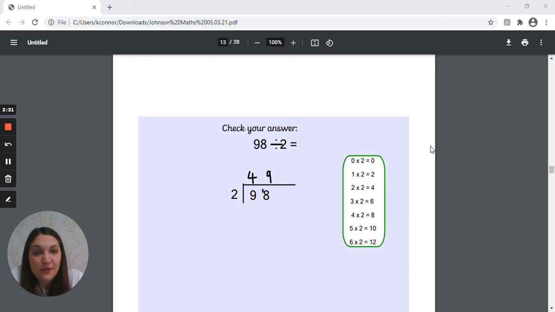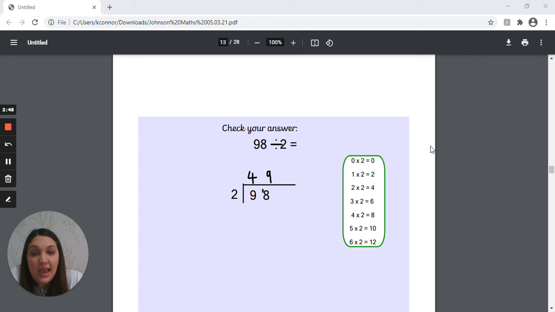So again, you'd start off with your 2 times table at the side there, and you would think, how many 2s can I fit into 9? So you can basically get close to it, but not completely. So the closest we can get is 8, which is 4 lots of 2. So we've put 4 on top. And then because we've got to 8 and we had to get to 9, there's 1 left over. So you can see that we've carried the 1 over to the next column.